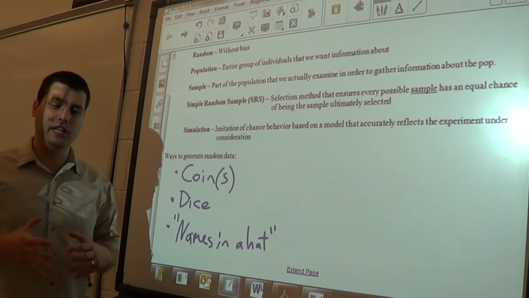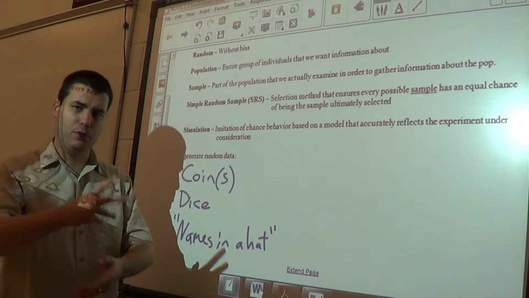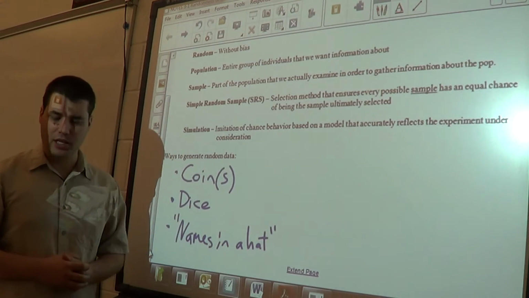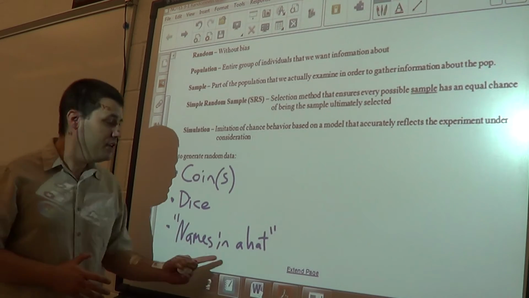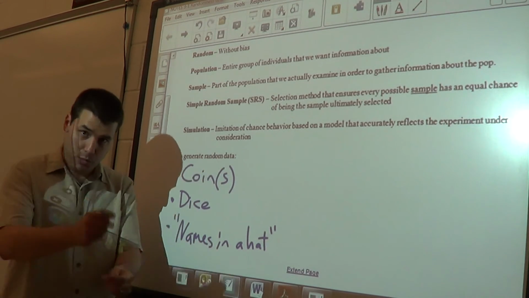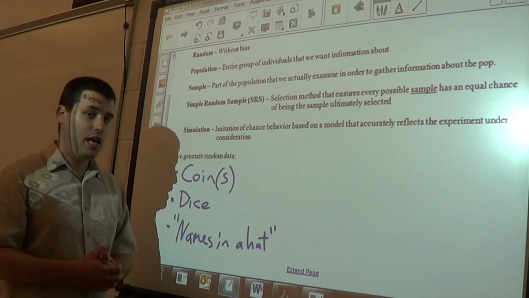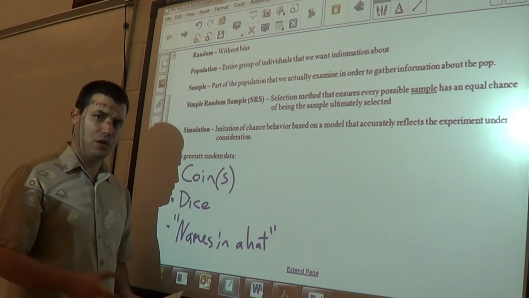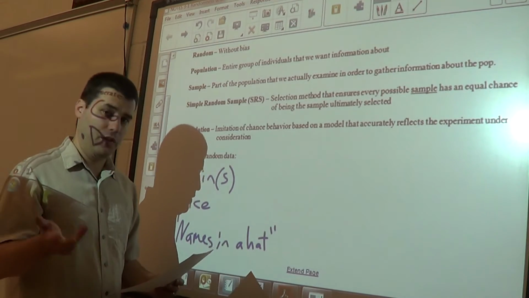I'm thinking more about the idea of how we do the lottery, where we have the balls spinning and they shoot up one at a time. That's the idea of names in a hat. But that can work. That is a way of generating an SRS. Any sample of those balls, for instance, could be equally likely as any other possible sample. Now, we're not going to often be throwing names in hats or having a big urn full of balls that spin, although it'd be fun.